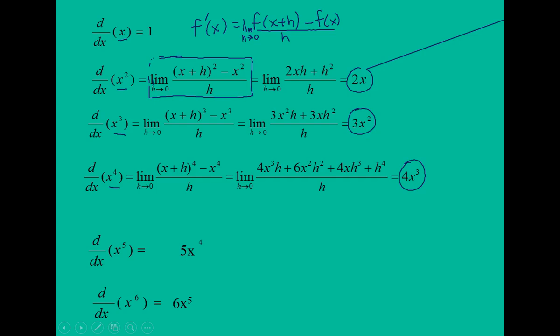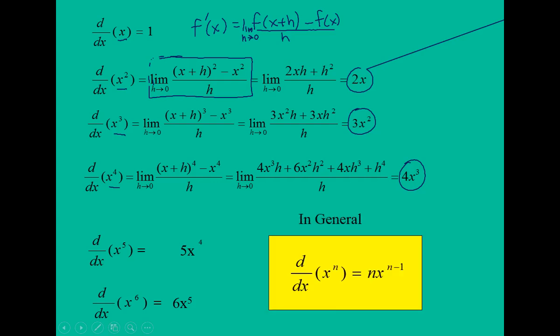So at this point, we may be able to generalize if we have anything in the form of x raised to the n power, we should be able to find the derivative by pulling the exponent down in front and then subtracting 1 from the exponent. And this is true. That's how we can find the derivative of any expression or any function in the form of x to the n.